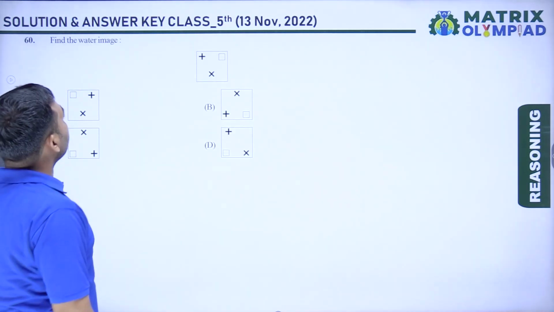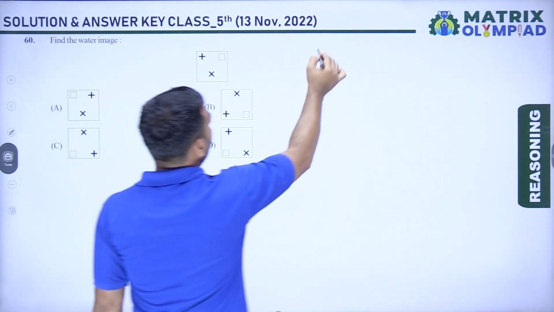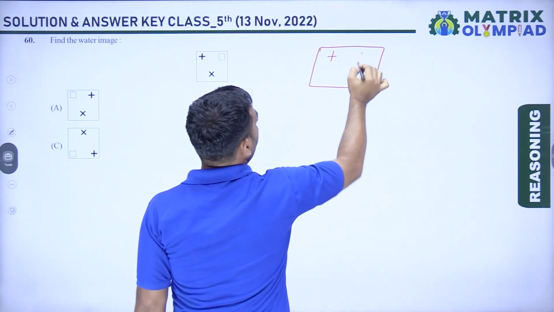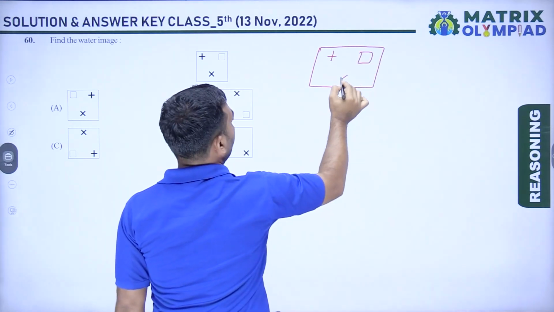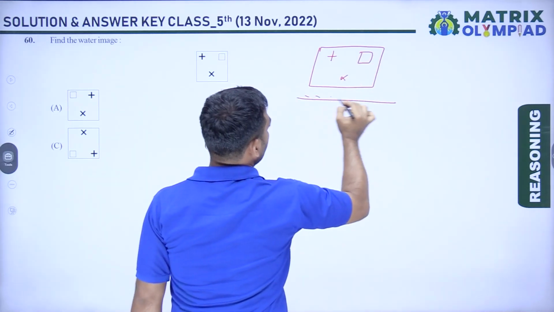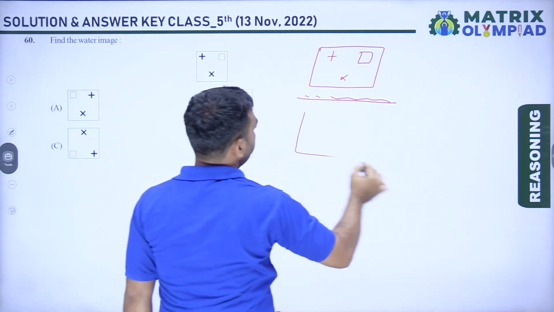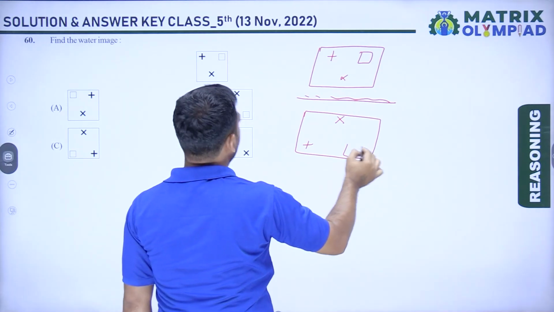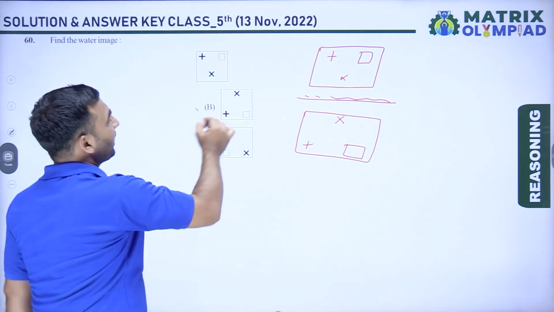Next question is, find the water mirror image. This is the figure, plus, square, into. If this picture is shown in water, then into, plus and square. Option B is the correct answer.